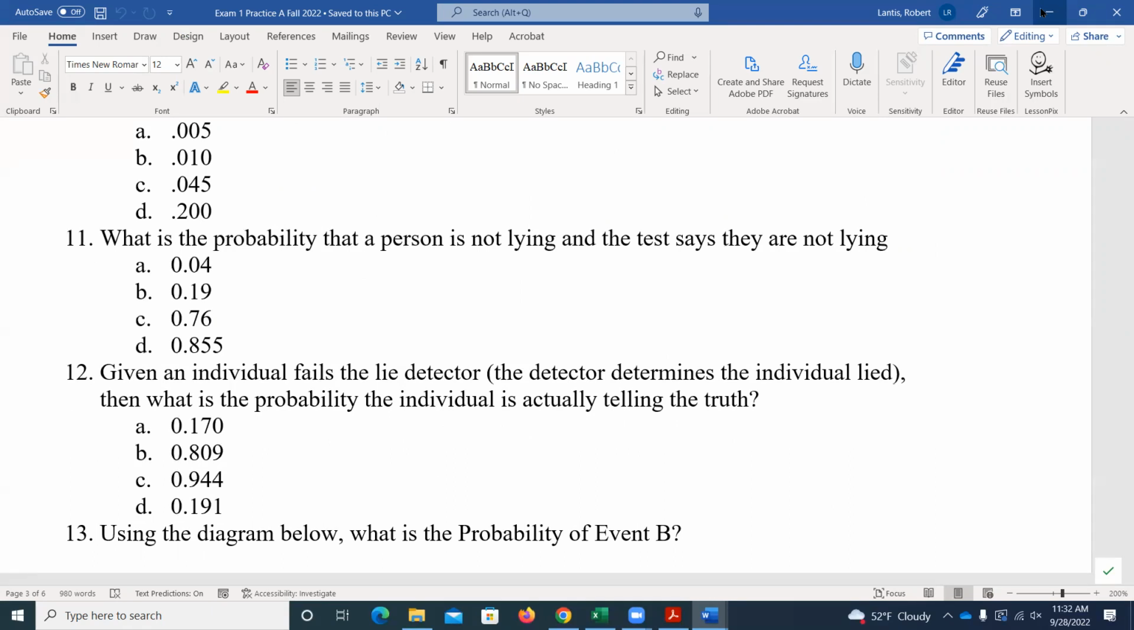So here we've got, given that an individual fails the lie detector test, so given that the lie detector test shows they're lying, right? I even wrote that here: the detector determines that they lie. What's the probability the person's actually telling the truth, or that they're not lying?